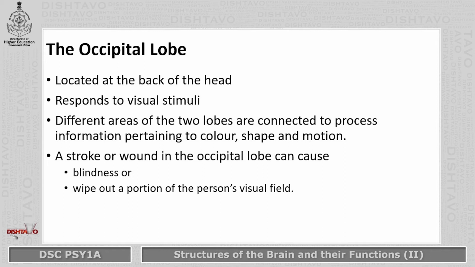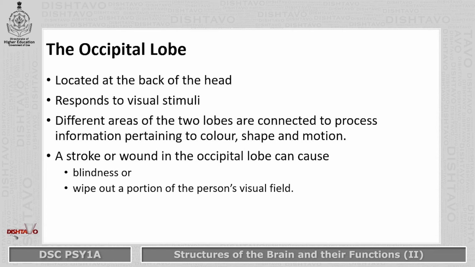Well, when you study the structure of the eye, you will probably talk about how what your right eye senses travels to the left hemisphere. Where does it go in the left hemisphere? Well, it goes to the occipital lobe. What your left eye senses goes to the right hemisphere. Where does it go? It goes to the occipital lobe. And different areas in these lobes are connected to process information pertaining to color, shape, and motion. It gives you a total perception of what you see.